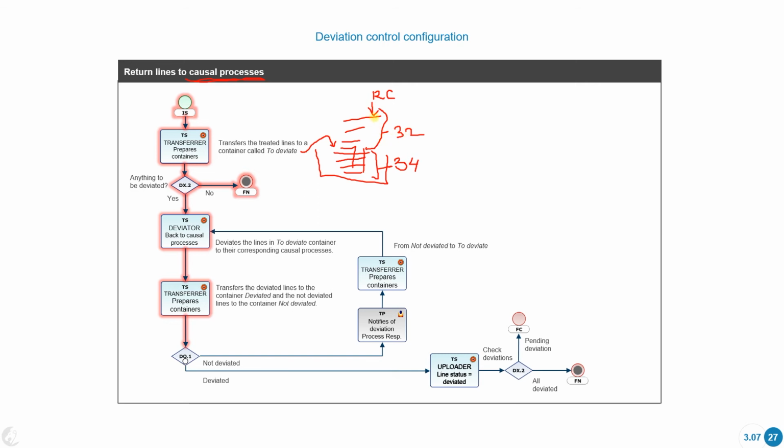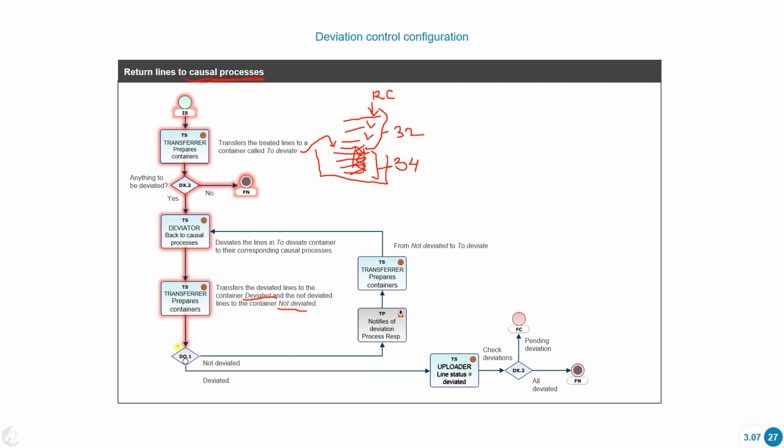So let's say that all the lines that were deviated to the instance 32 have been correctly deviated, so it all worked. But the lines that have been deviated to the instance 34, these did not work. They did not deviate correctly. Okay. So what we're going to do here with this transfer, we're going to separate the lines in two different containers. Some lines are going to go to a container that's called deviated, and the other lines are going to go to a container that's called not deviated.